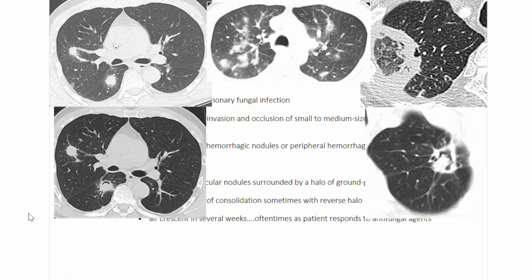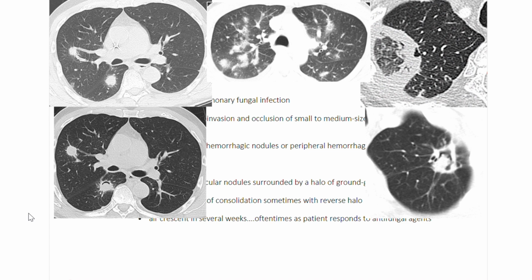So this is actually the air crescent sign, all right? It's actually cavitating, and that means it's better. So these were solid nodules that eventually cavitated because the antifungal agents were making it get better. Their neutropenia was coming up, and they were able to battle the fungus. There are also examples of halos, where fungus is so interesting because it invades the basement membrane, the capillary bed, and causes bleeding. And that's why you get these ground glass halos.